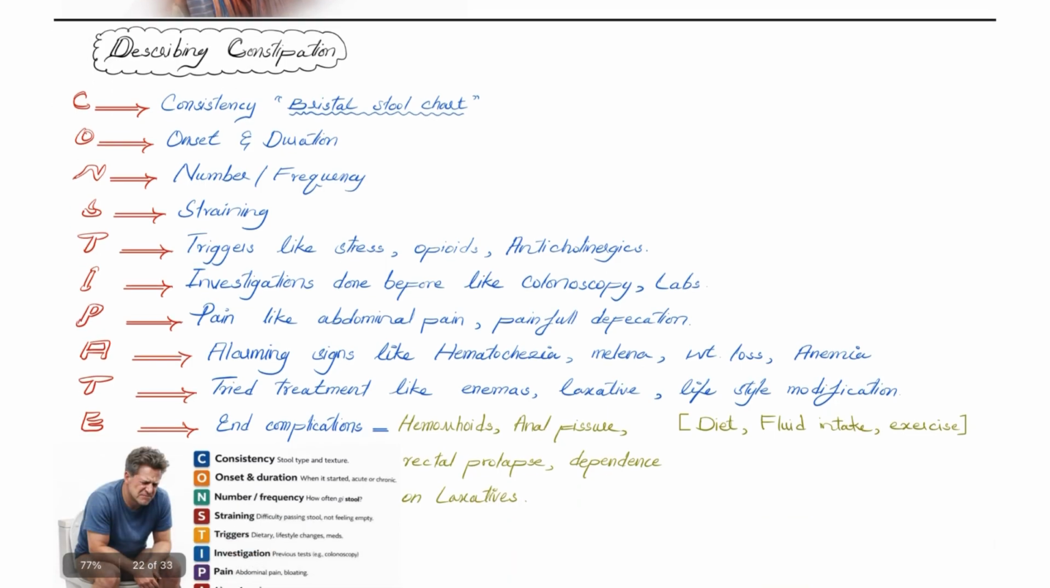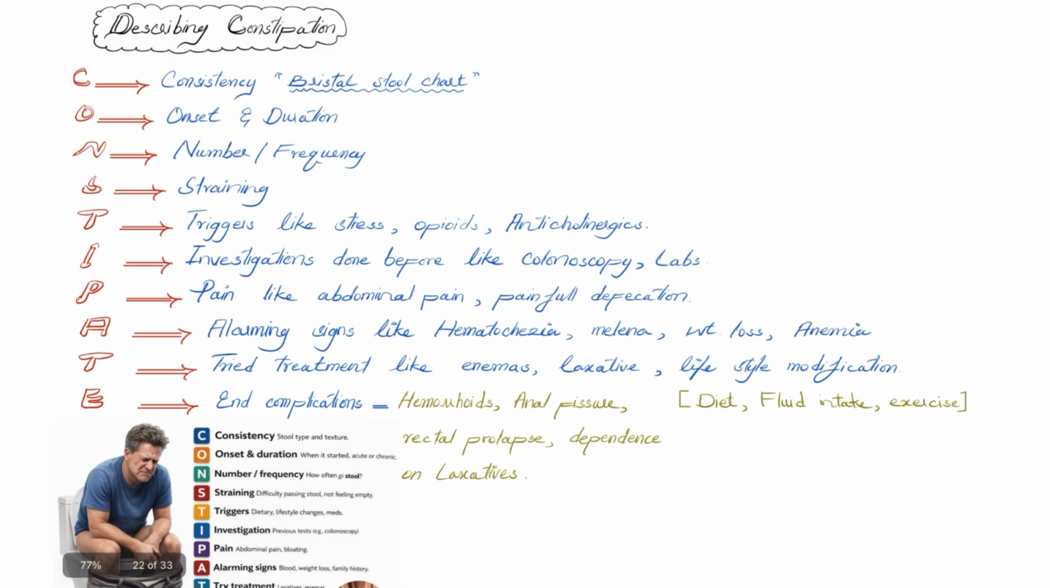Now, describing constipation. The mnemonic is CONSTIPATE. C stands for consistency. We can find it out from the Bristol stool chart, as I had shown you earlier. O stands for onset and duration. N stands for number and frequency. S stands for need of straining while defecation. T stands for any trigger like stress, opioids, anticholinergics. I stands for any investigations done before, like colonoscopy or labs.